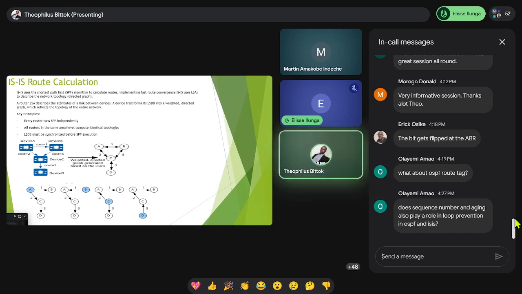Thanks a lot, David. Just also to add on the redistribution and route leaking. Mostly, redistribution is between the protocols. You could be having, maybe you want to redistribute ISIS routes to BGP or to OSPF. But route leaking is just between the levels.